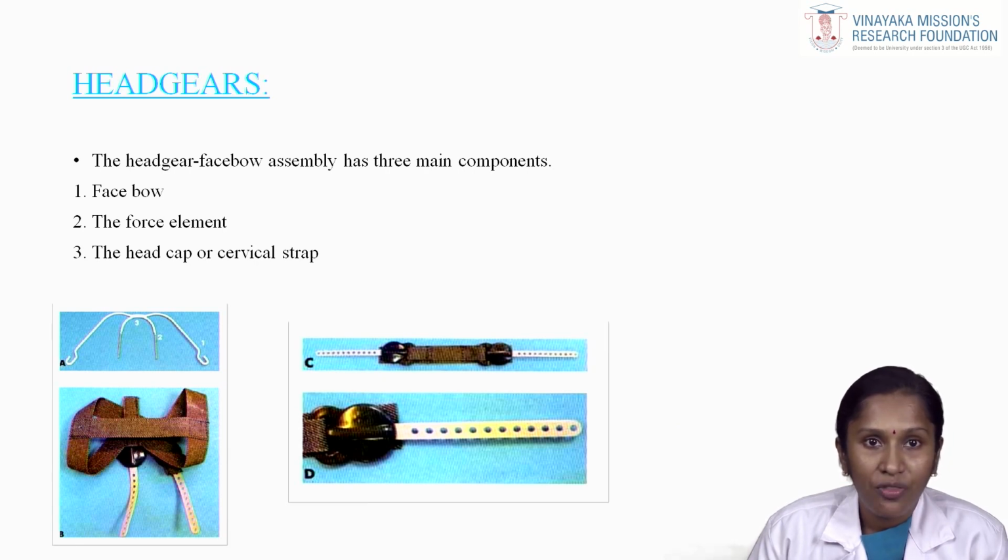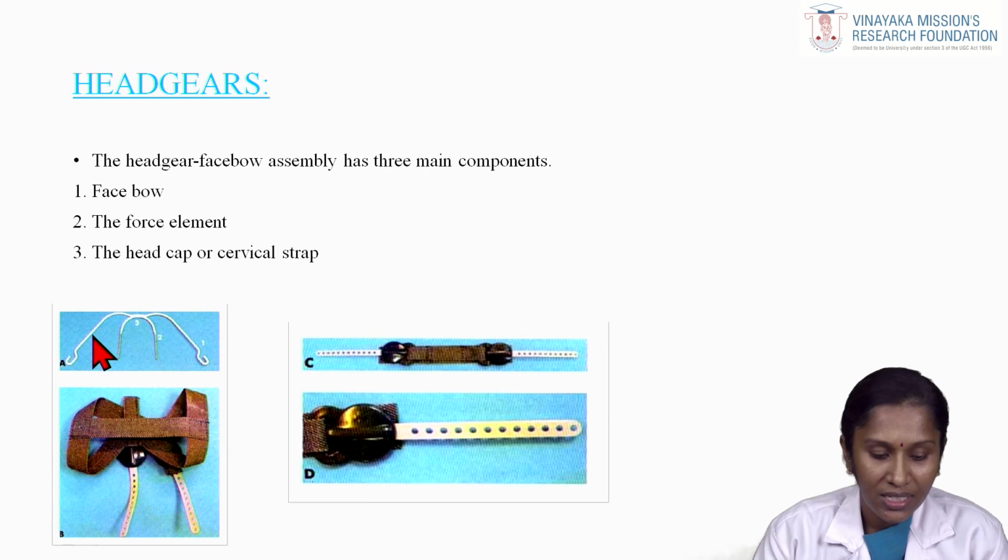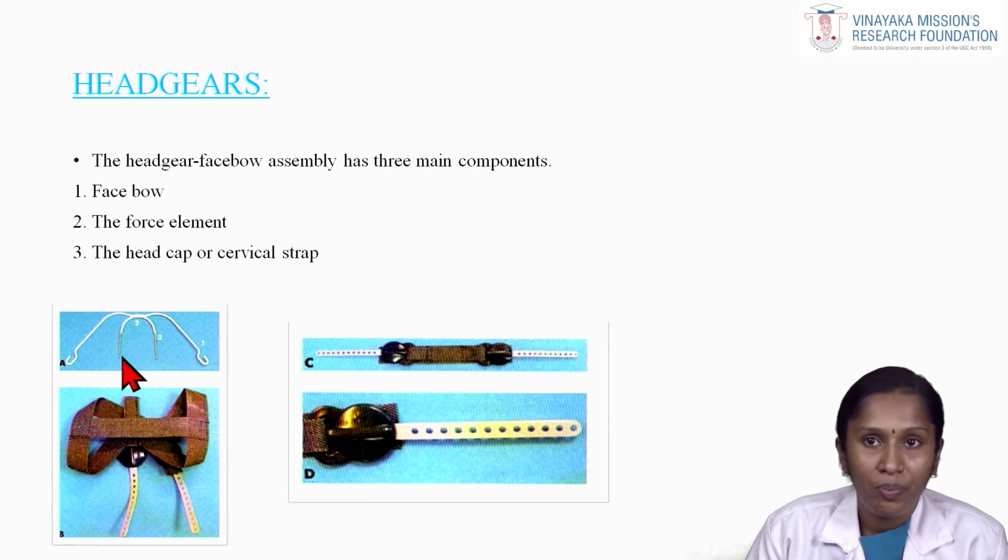This face bow consists of outer bow and inner bow and the junction. This is outer bow and inner bow, and this is the junction. The outer bow is made up of 1.5 mm stiff round wire and is contoured to fit around the face. The outer bow can be short, medium or long.